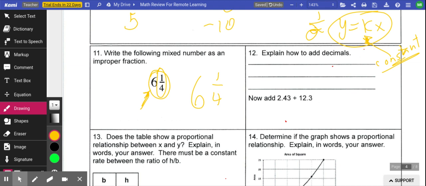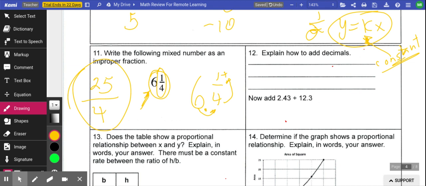The first thing we do is we take our whole number, which is the 6, and we multiply it by the denominator. So 6 times 4 is 24. Then we take that and we add the numerator. So 24 plus 1 is 25. And we always keep the denominator. So 25 fourths.